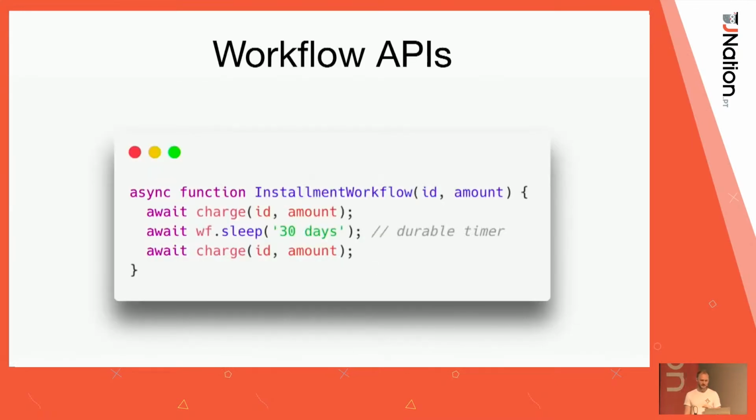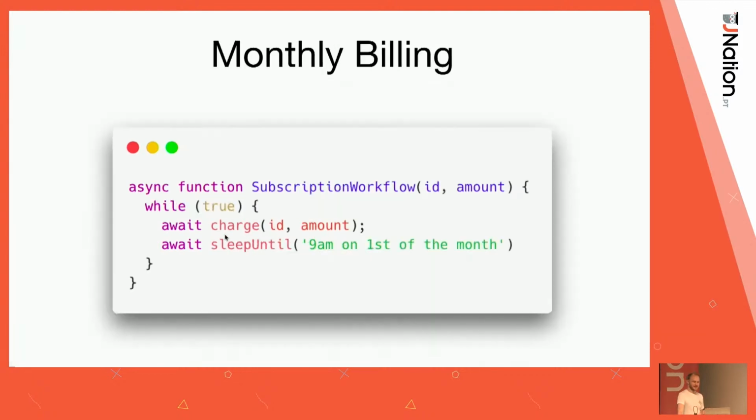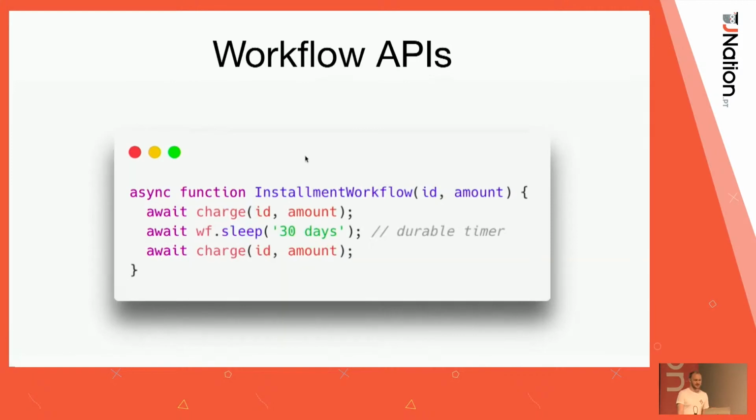There are a number of different APIs we give, one of which is sleep. So in this function, we charge a user, and then we sleep for 30 days, and then we charge again. And normally you wouldn't want to do this because the processes will likely not be around in 30 days. Maybe I shut down all existing processes when I redeploy my new code, and that happens every week or so. Or maybe there's just maintenance on my server. In any case, if this was an in-memory timer, it would be unlikely to still be around.